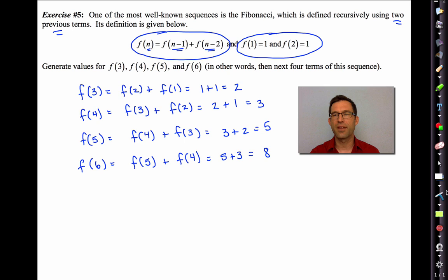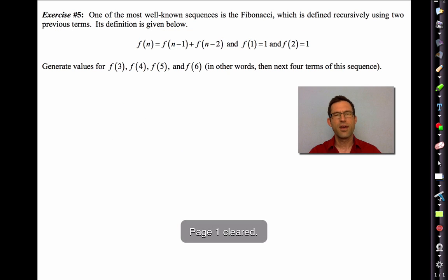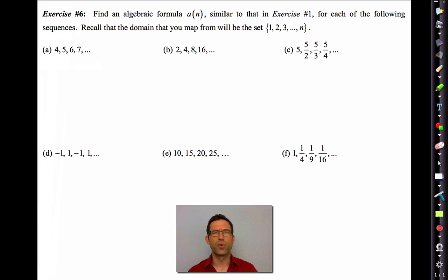Okay, let's clear out that text. Now, taking a recursive rule or an algebraic formula and translating it into a sequence is pretty easy. Going the other way around, taking a sequence and bringing it back, that's pretty tough, especially because you have to remember that the first number that goes in has to be 1. The next number that goes in has to be 2. Now here we're looking for an algebraic formula, so not a recursive definition, but actually an algebraic formula.